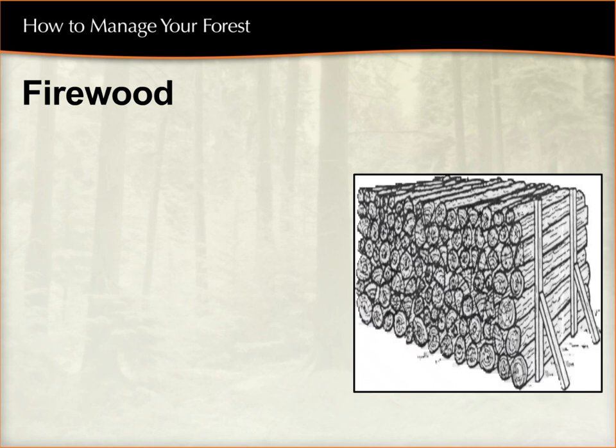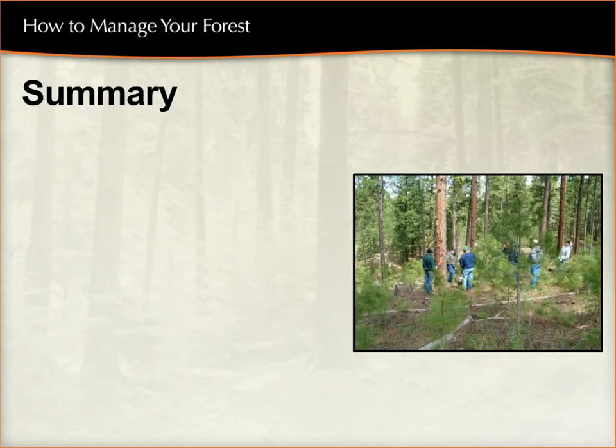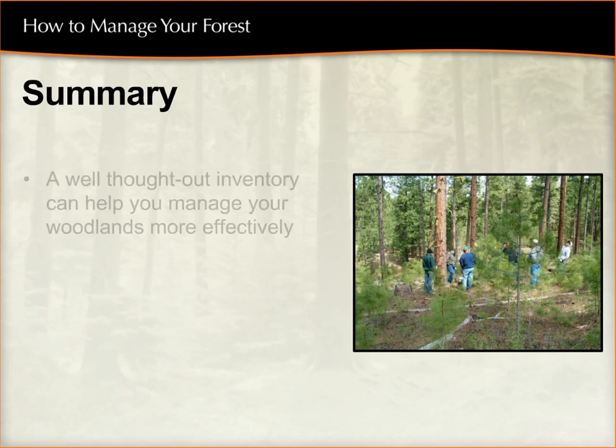Wood sold for fuel, firewood, is generally sold using a unit of measure known as a cord. A cord is defined as 4 by 4 by 8 feet of neatly stacked wood. This ends up being 128 cubic feet. It's important to note that when you're selling firewood in Oregon, a cord is the only legal unit of measure allowed.